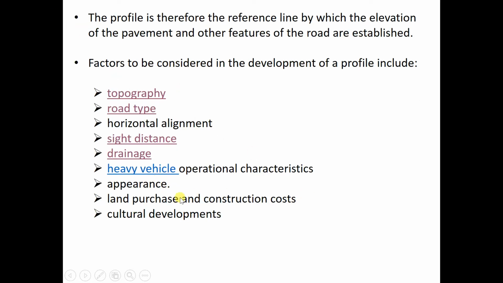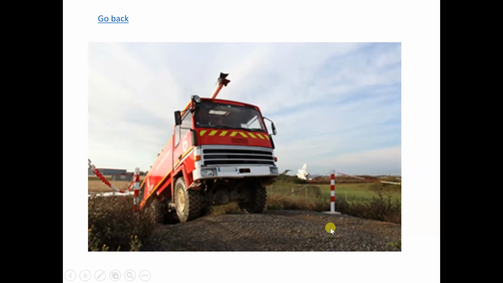The heavy vehicle operational characteristic. If your road has heavy vehicles, you have to consider whether the truck can go up the hill. This one is probably an off-road vehicle, it has no problem going up the hill, but a lot of the other trucks, if it's too steep they cannot go up, so you might have to limit the grade.